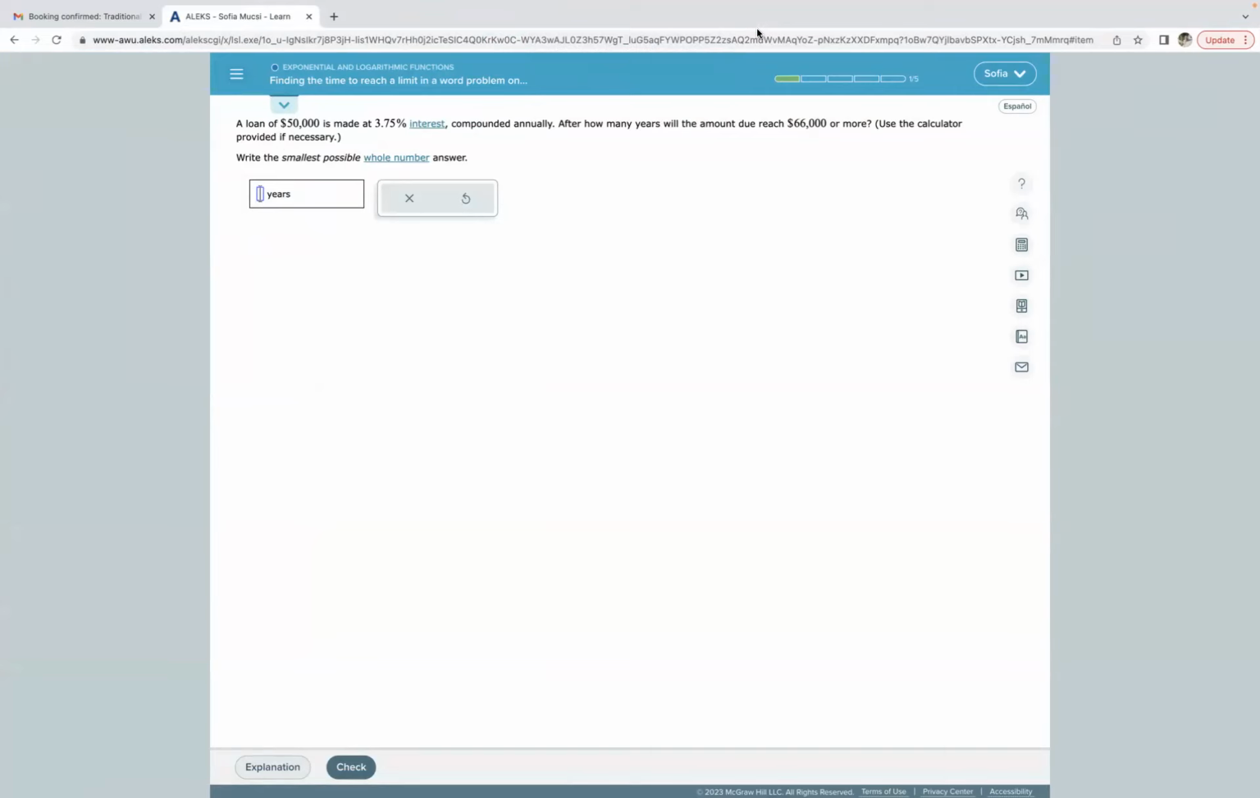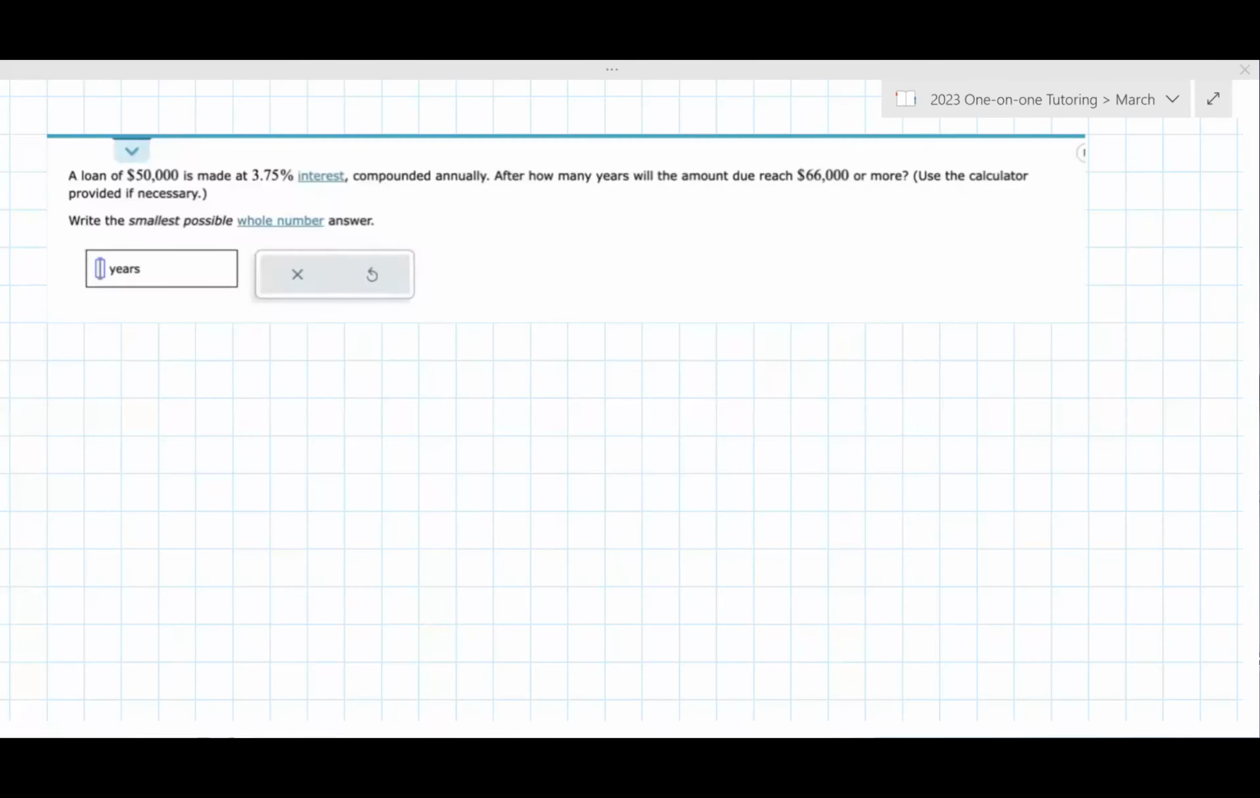Okay, so here's another one to do that's like the previous one. I'll grab a snip here and we'll show you the steps on screen. There it is. After a loan of 50,000 is made at 3.75%, after how many years will the amount due reach 66,000 or more? So that "or more" again tells us we have to at least get to that. We'll probably end up rounding up.